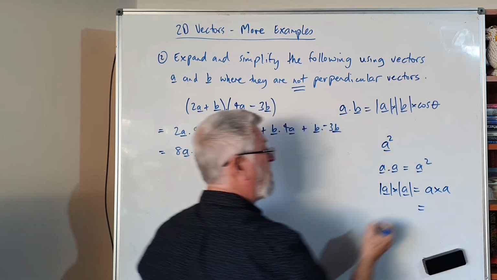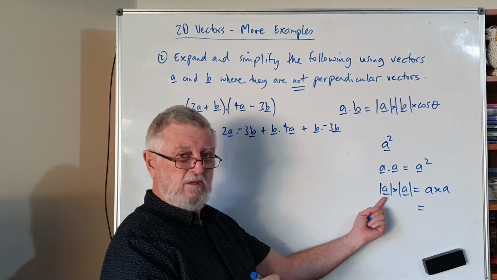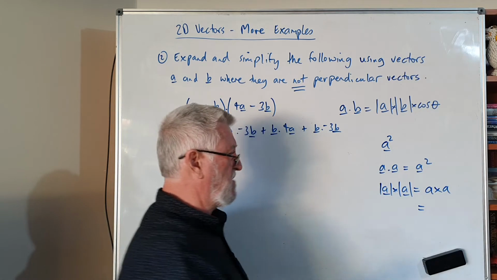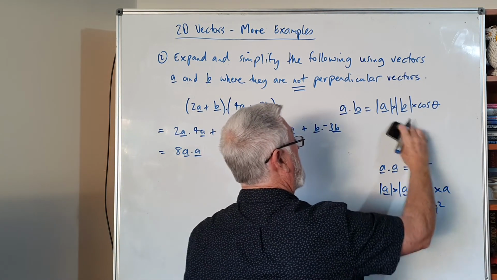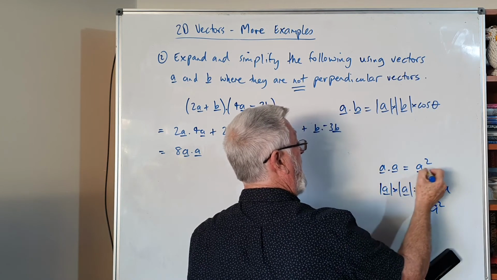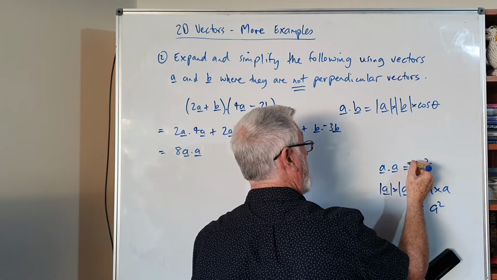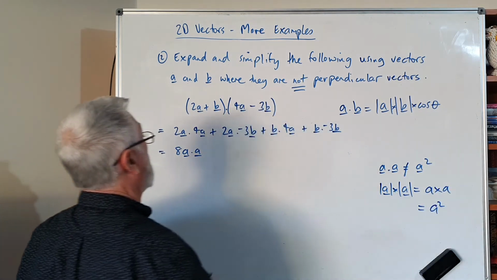So when we're getting the magnitude, we're no longer having vectors, but we're having scalars. And I can write that as A squared. But I can't write A dot A as A vector squared. Can't write it that way. So let's have a look at what we've got here then.